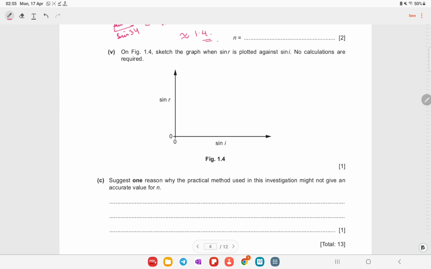On Figure 1.1, sketch the graph where R is plotted against I. No calculations are required. So what you are going to do is, sin R over sin I is equal to 1 over 1.4, which is 1 over n. Then suggest one reason why the practical method used in this investigation might not give an accurate value for n.